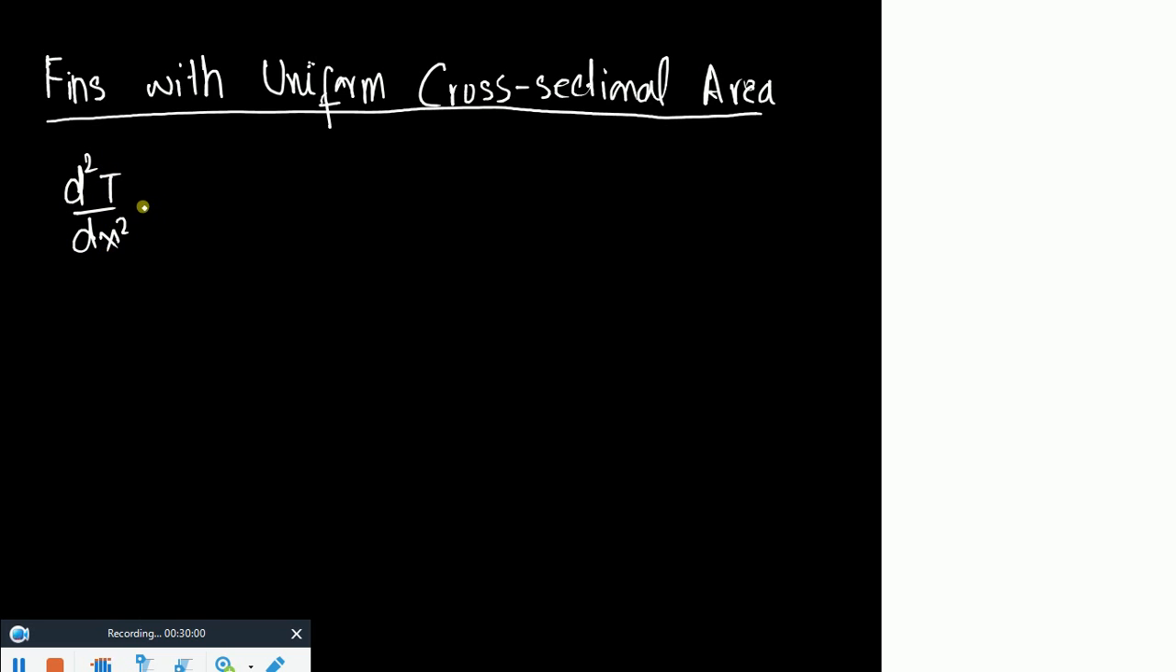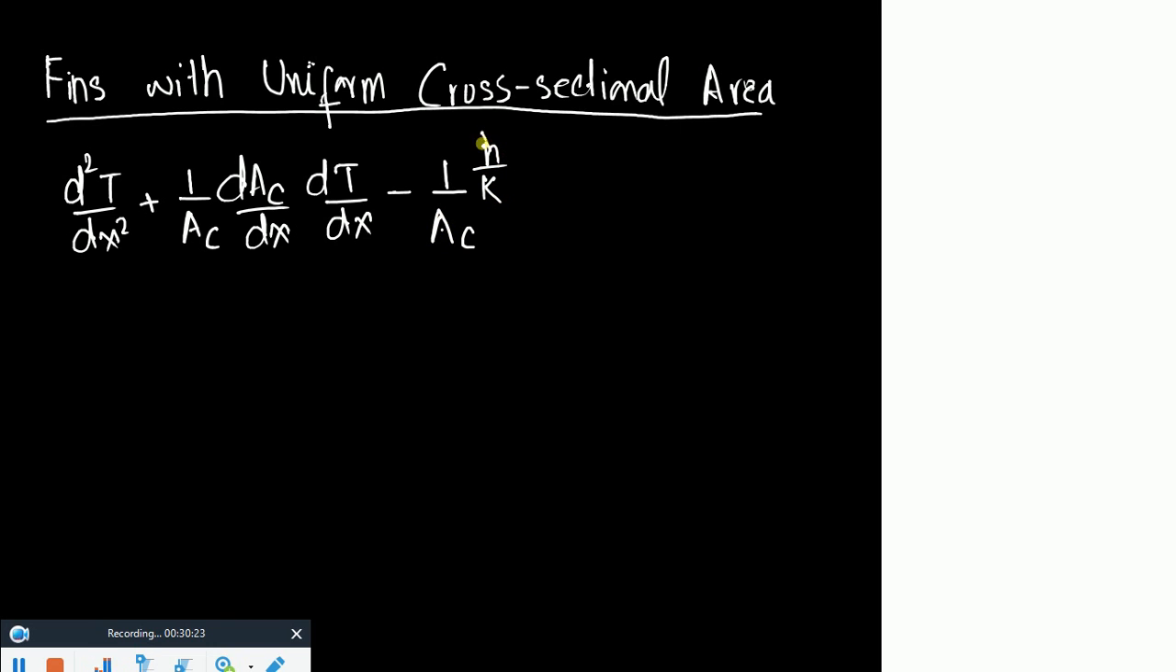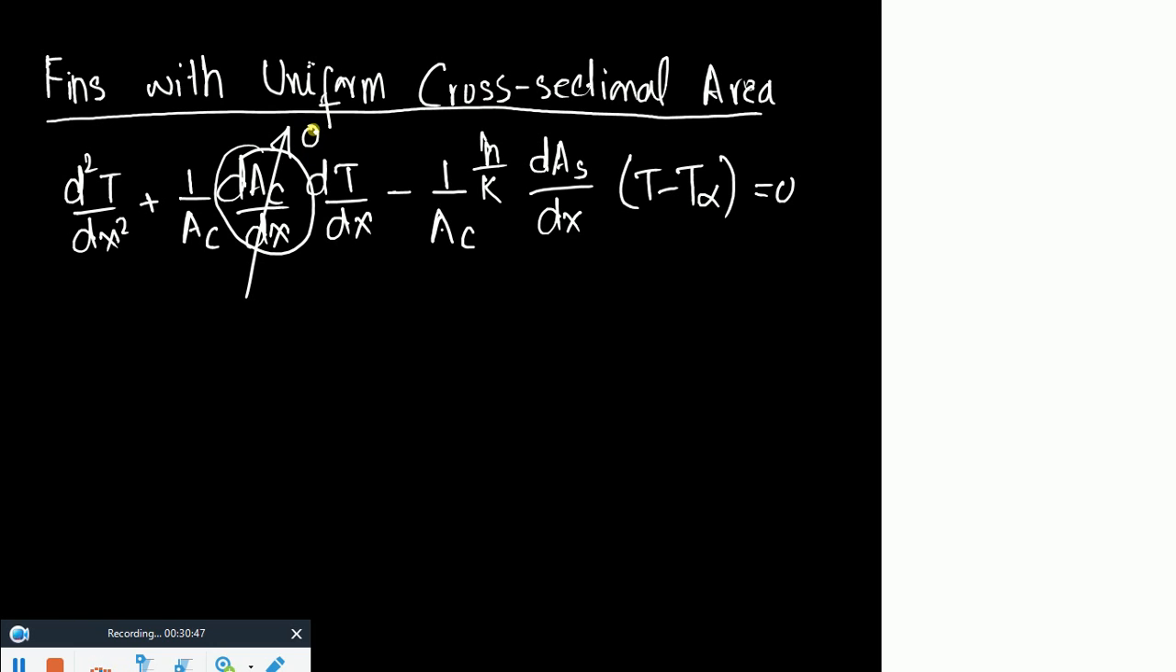Okay, what was the equation? d square T by dx square plus 1 over Ac dAc by dx dT by dx minus, sorry, this should be h by k. So, uniform cross-sectional area, what does that mean? If it is a uniform cross-sectional area, this would become 0. Okay. And for uniform cross-sectional area, let's say, just consider it as a cylindrical body, a small rod. It can have a circular cross-sectional area, it can have a rectangular cross-sectional area. Right? Any cross-sectional area is possible, but the point is it is not varying as you go along the fin.